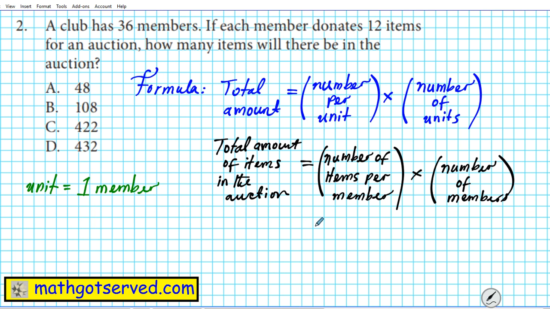So let's go ahead and substitute what we know. The number of items per member, if you look at the problem, it says each member donates 12 items. So each is another word for per. So number of items per member is 12. And then we're going to multiply that by the number of members. How many members are there in the club? There are a total of 36 members, so we'll multiply that by 36. The result of this product will tell us the total number of items that there will be in the auction.